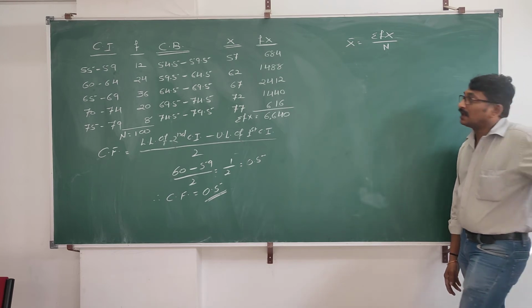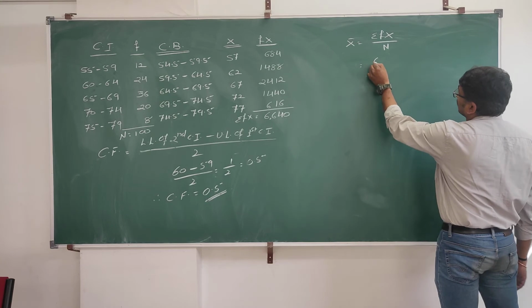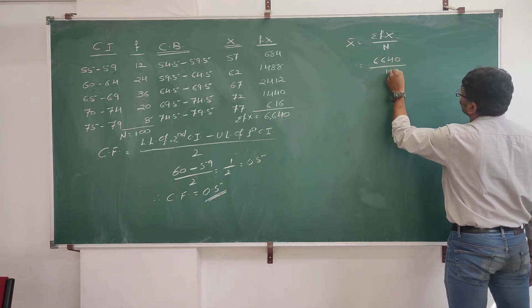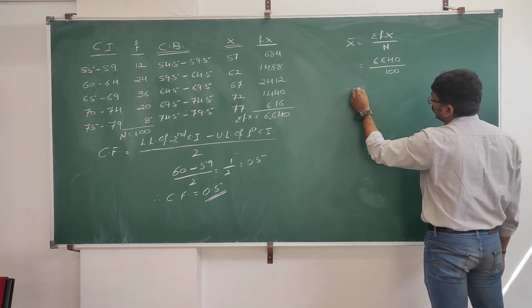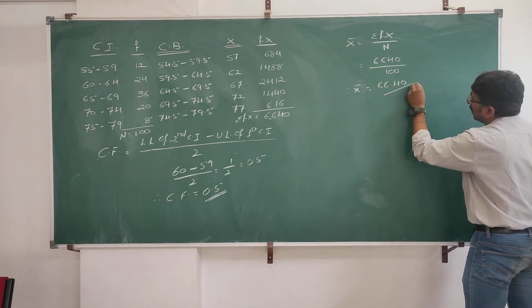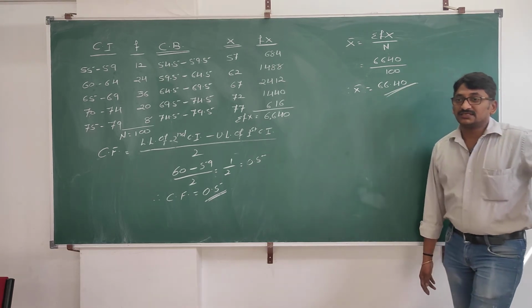Okay. Apply the formula. 6640 is the fx value, divided by n value, which is 100. Therefore our mean value is 66.40.